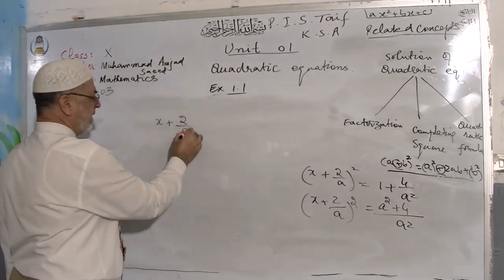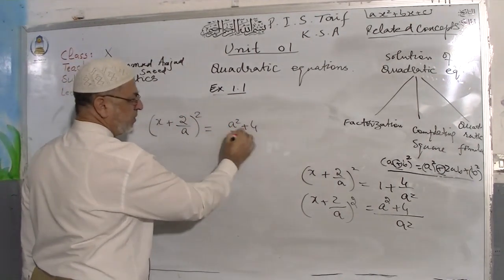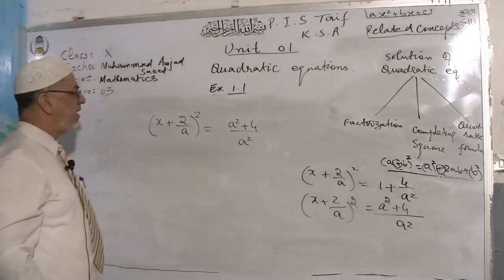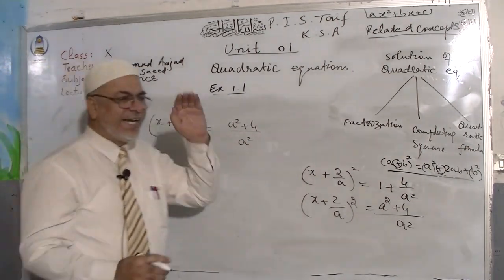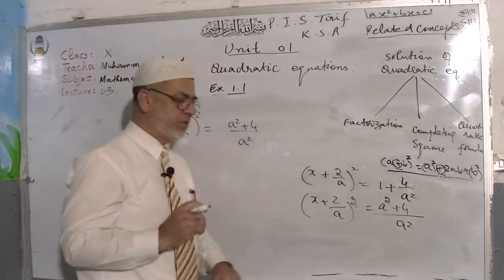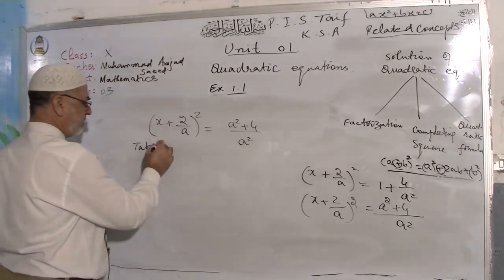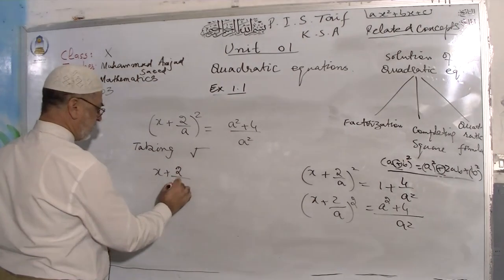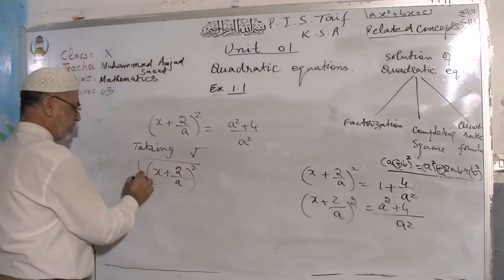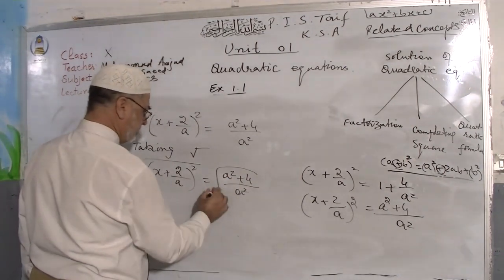x plus 2 over a whole square is equal to a square plus 4 over a square. Here you have power 2, but we have to find the value of x. So decrease the power by taking square root. Taking square root: x plus 2 over a whole square whole under root, a square plus 4 over a square whole under root.